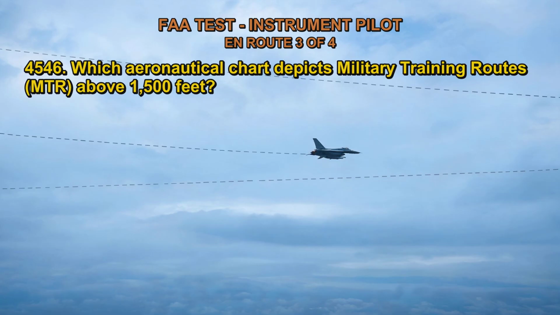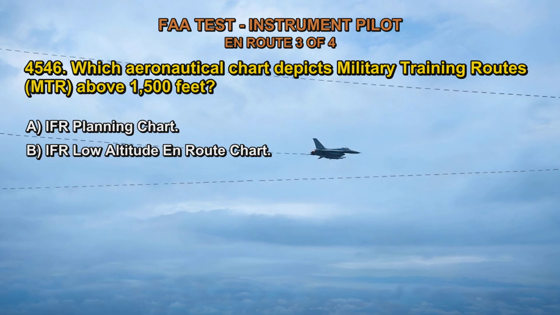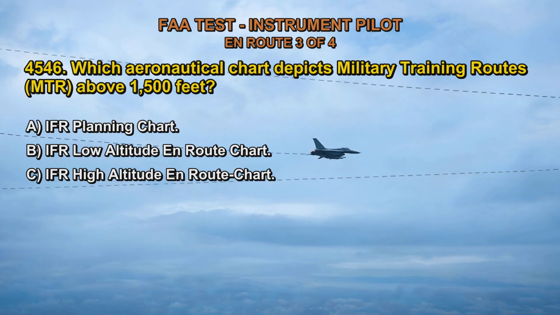4546. Which aeronautical chart depicts military training routes, MTR, above 1,500 feet? A. IFR planning chart. B. IFR low altitude en route chart. C. IFR high altitude en route chart. The correct answer is B.